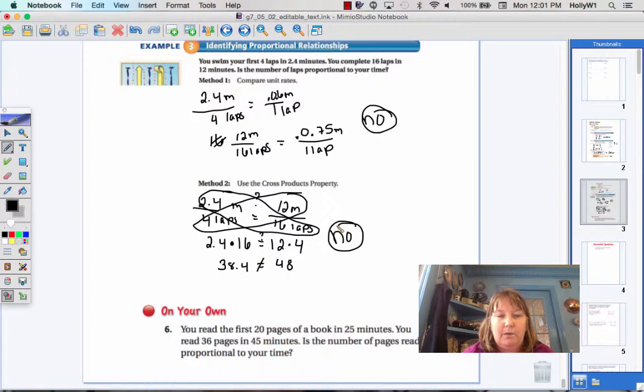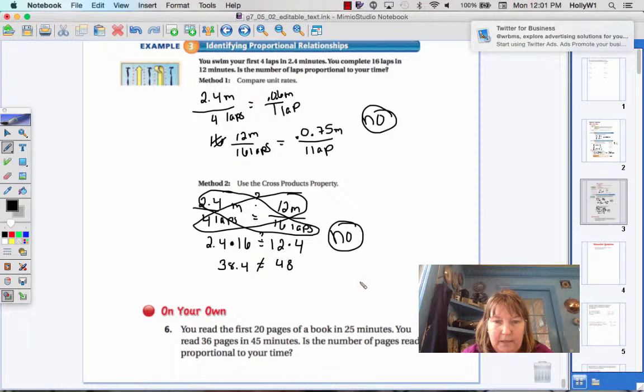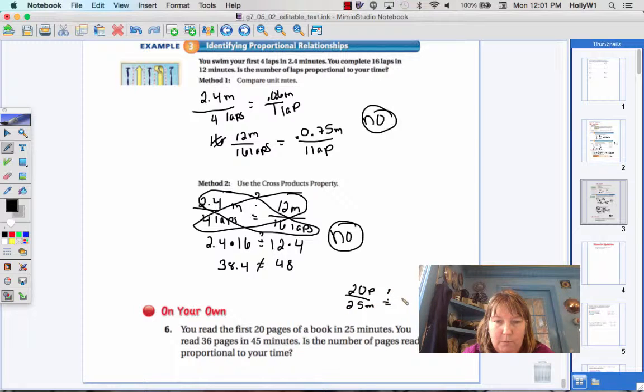Okay, be on your own. Take a pause and see whether or not you can get that one, and then come back and join me. So welcome back. Well, let's see whether or not these are proportional. I'm going to do my work up here. So 20 pages in 25 minutes. Is that proportional to 36 pages in 45 minutes?